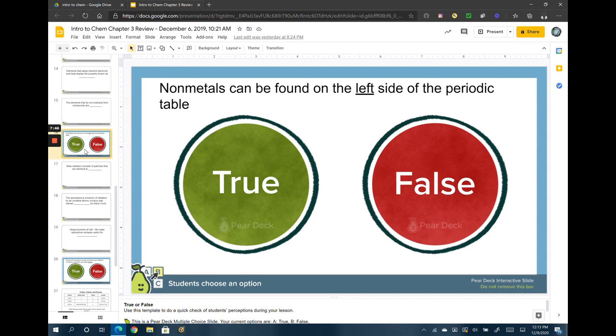They don't tend to combine with other elements on the periodic table. Non-metals can be found on the left side of the periodic table. And I just mentioned this in a previous question. Non-metals are found on the right side of the periodic table. Metals are on the left. Metalloids are in the middle between the two.